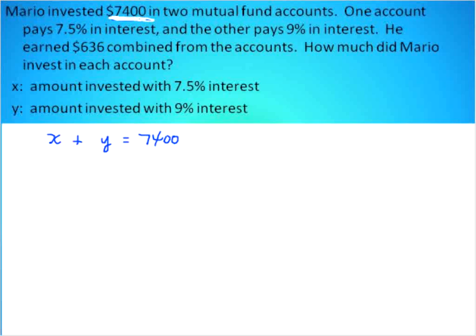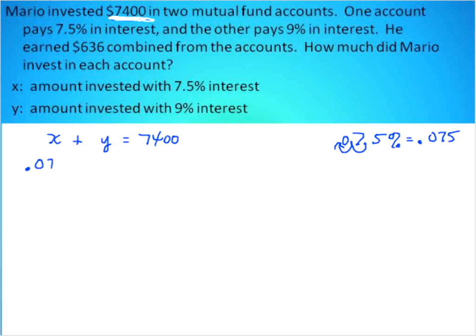Now, the second equation comes from how much did he make in interest? Well, one account pays 7.5% interest. So the way that we represent that is 7.5% times x. Because you're taking 7.5% times the amount that he invested, and that will give you the interest that he made. So we need to change our percents to decimals, and I know there are decimals here, but they're decimal percents. So it becomes 0.075 in the equation.